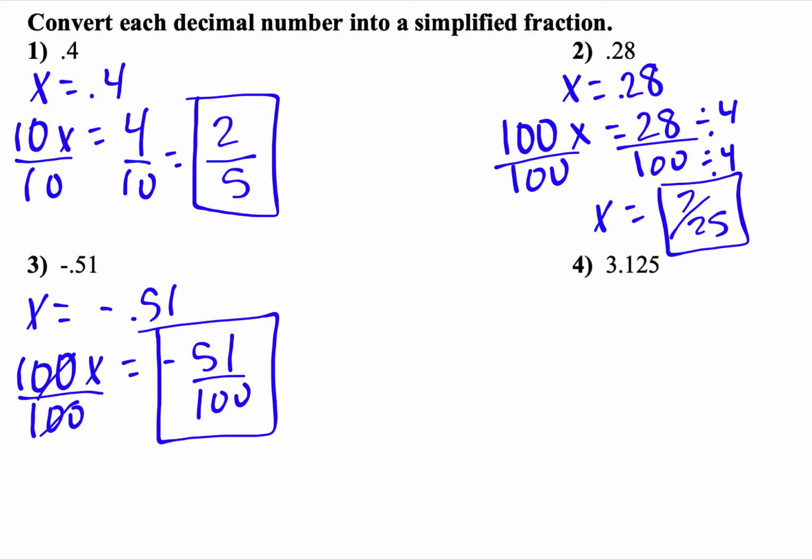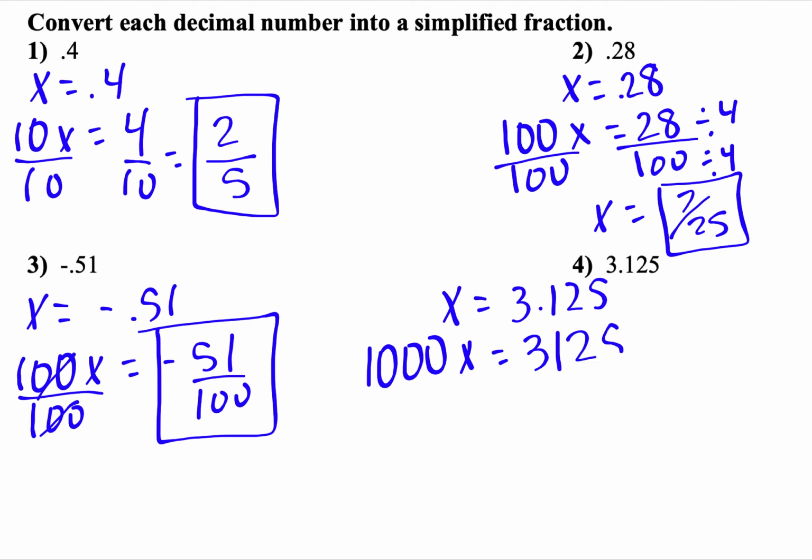Okay, 3.125. We're going to start by making x equal to 3.125. We multiply both sides by 1,000 this time because there are 3 decimal places. So 1,000x is 3,125. Go ahead and divide the 1,000 away.